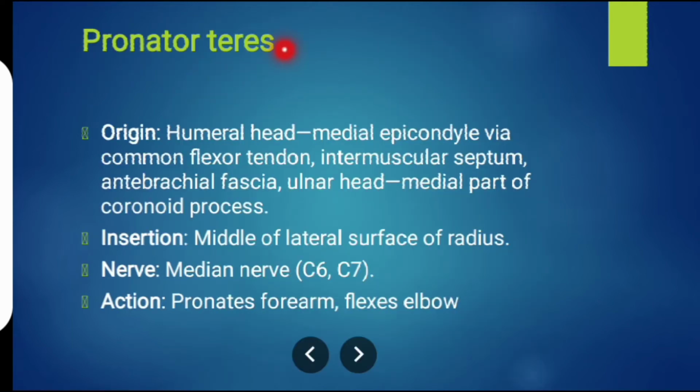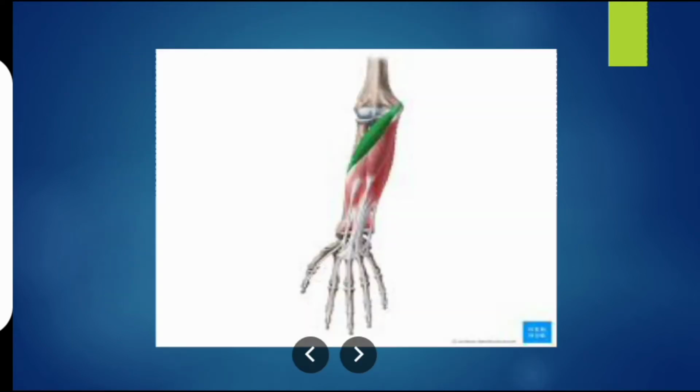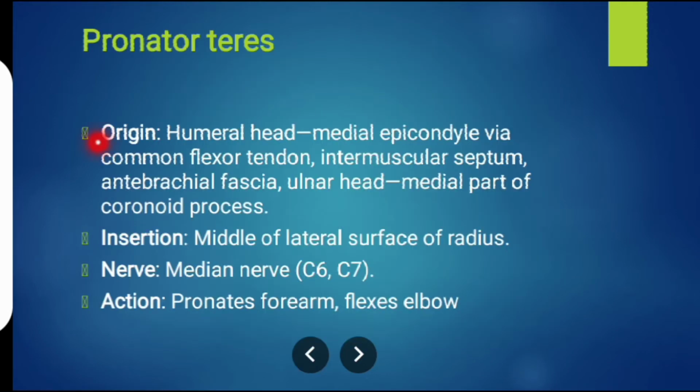Now the fourth elbow flexor is pronator teres. The muscle in green is pronator teres muscle. Its origin: humeral head from medial epicondyle via common flexor tendon, intermuscular septum and antebrachial fascia; ulnar head from medial part of coronoid process. Insertion, middle of lateral surface of radius. Nerve supply, median nerve. Action, pronation of forearm and elbow flexion.